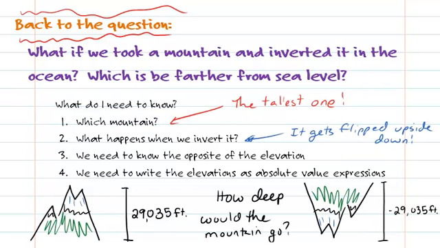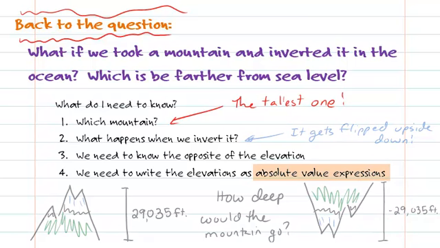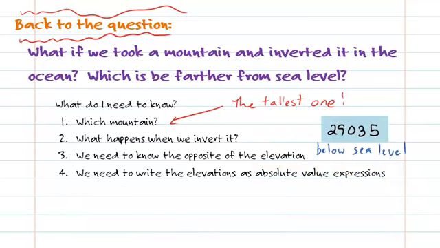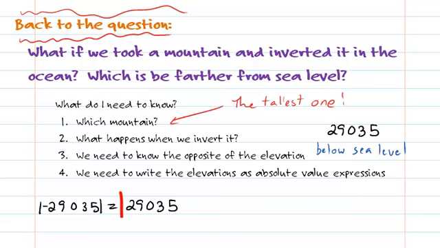Then the altitude of Mount Everest, which is 29,035 feet, would become negative because the mountain is upside down. So, we need to write the elevations as absolute value expressions. The mountain would be 29,035 feet below sea level, which means that its distance from sea level would be the absolute value of negative 29,035 feet, which is 29,035 feet.